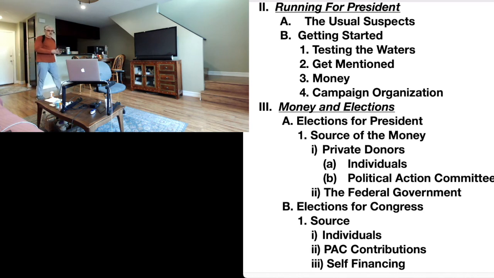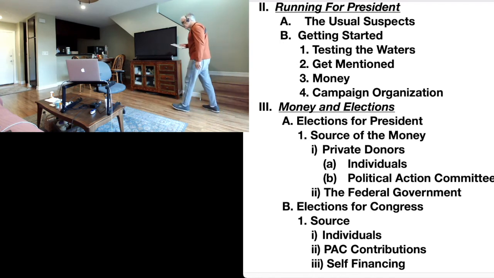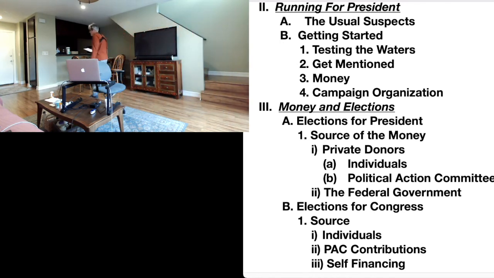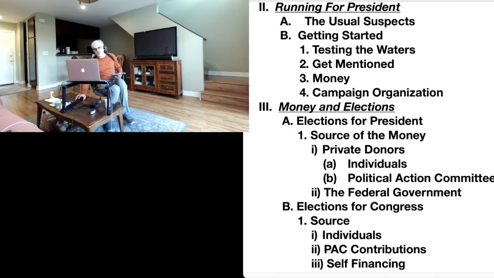So let's do the same thing as we did with the presidential elections. Source of the money. Where does the money come from? First, individuals. Write it down. 60% of all contributions to congressional candidates come from individuals. But these individuals are not you and me. They are not ordinary citizens like you and me. Let me show you their numbers.